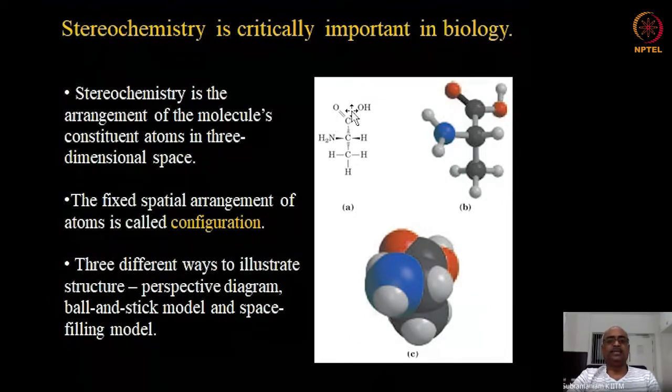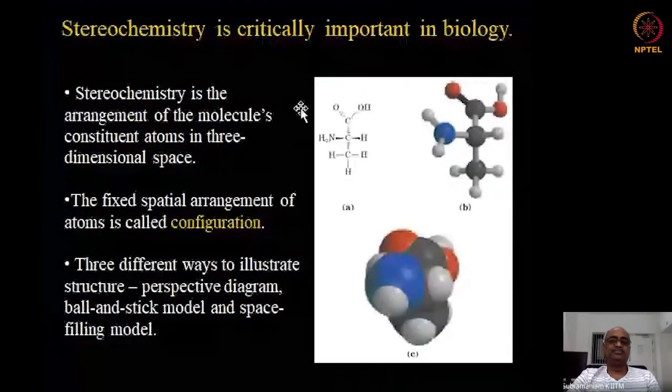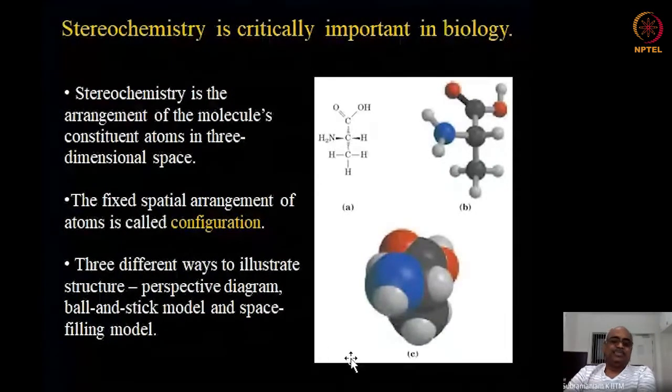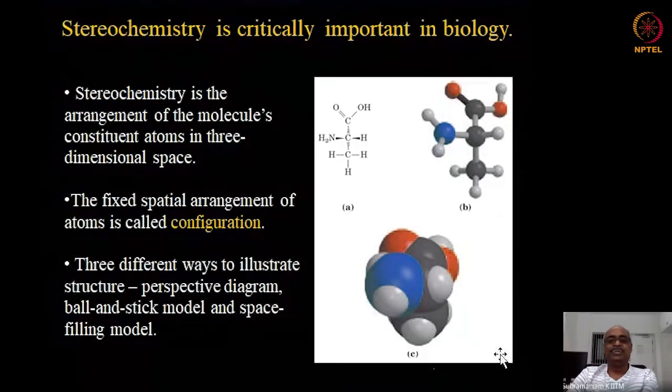So this is a certain arrangement of the constituent atoms in this molecule. What kind of molecule is this? Can anyone guess from our first class? Amino acid. Very good. I was about to say that in an online class this kind of question and answer is difficult, but you proved me wrong. That's very good.